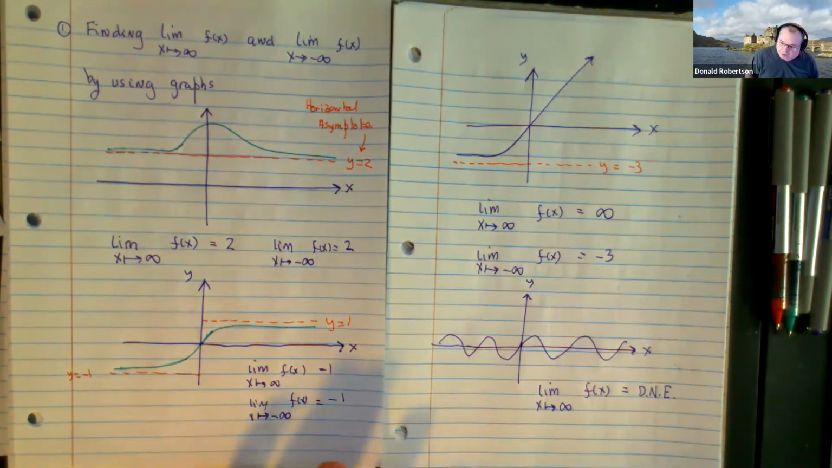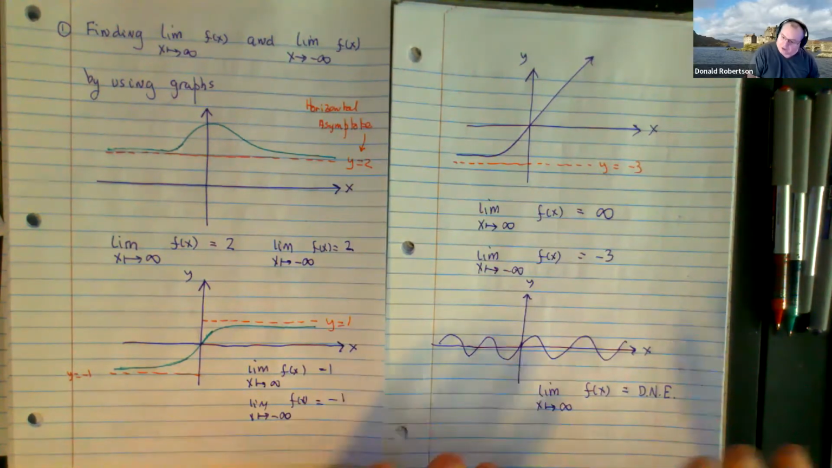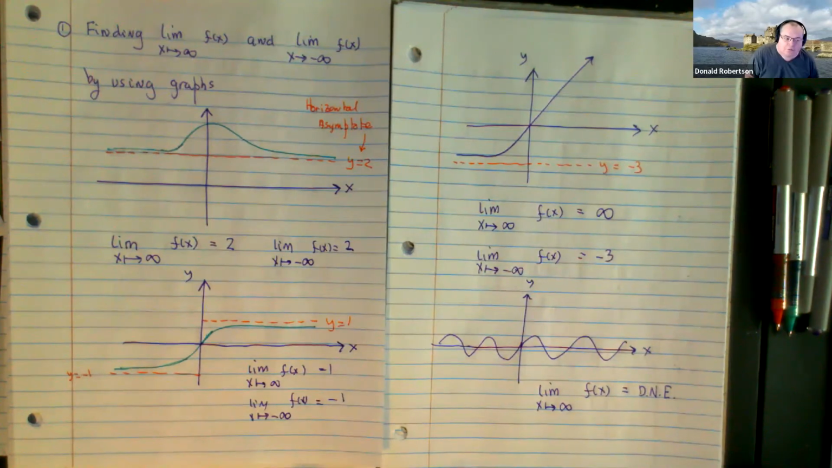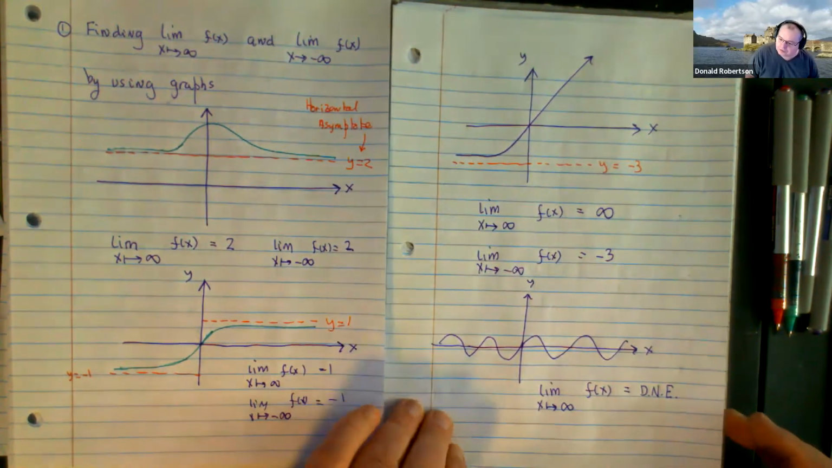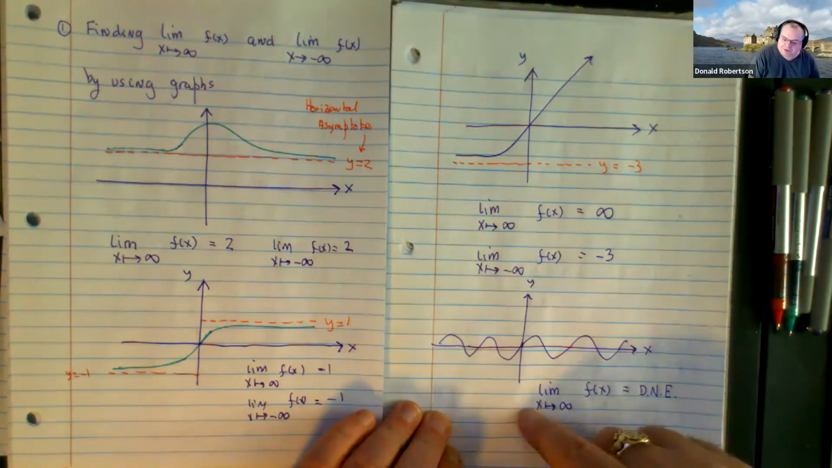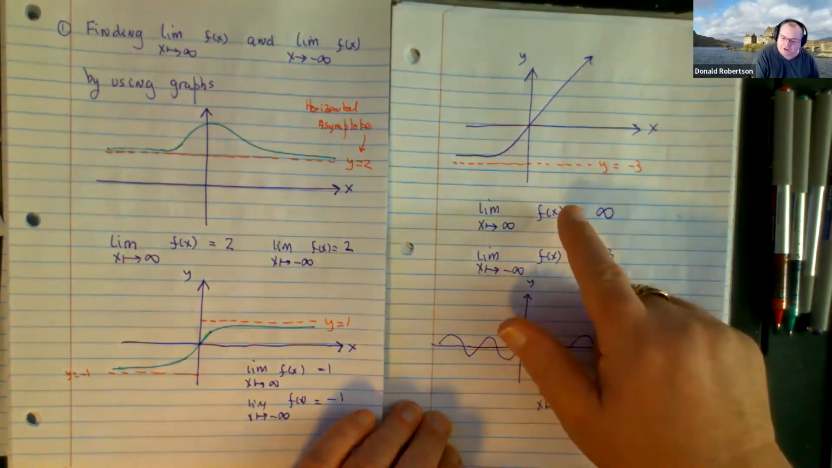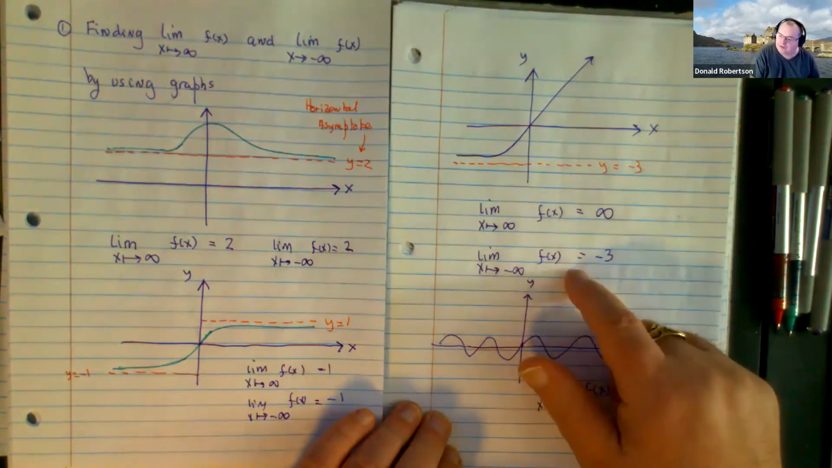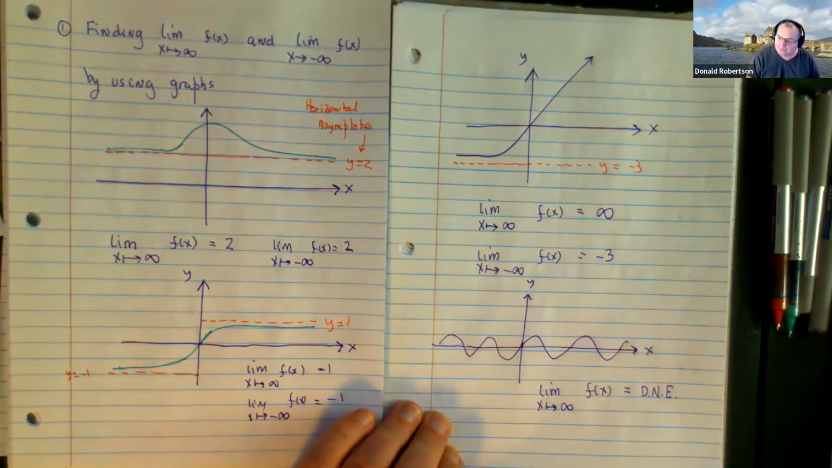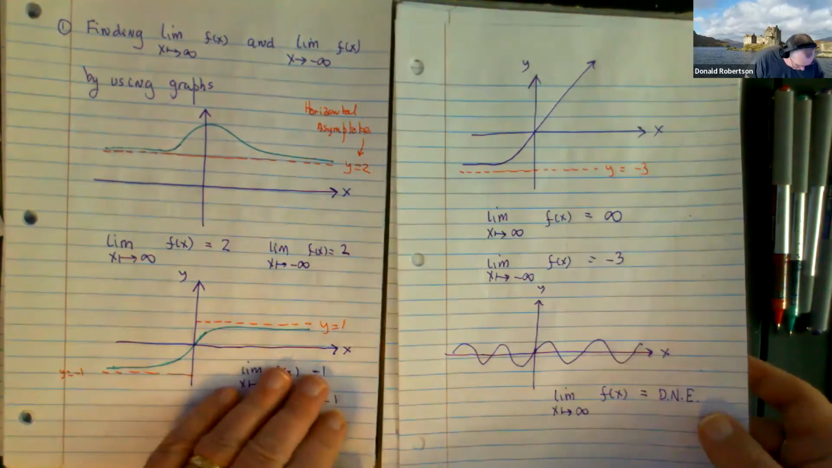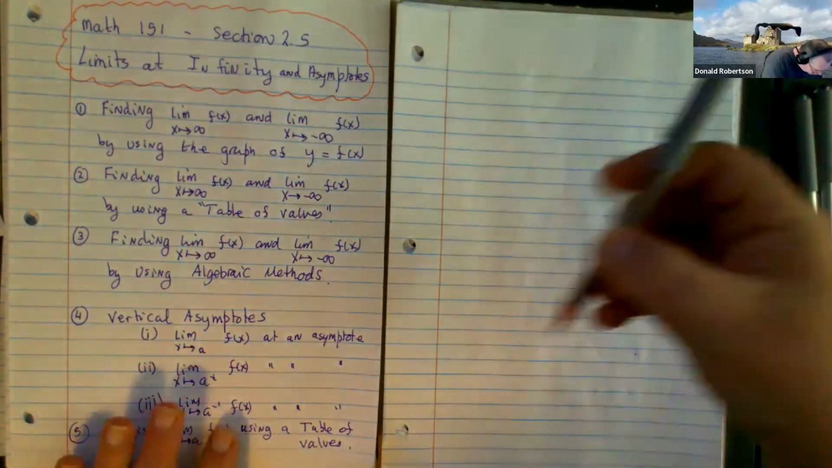Are you comfortable about that particular way of looking at graphs to answer these questions? So, if you got a graph, would you be able to say, yeah, I could look at that and find these two limits if they exist? Okay. And I'll check that off my list.